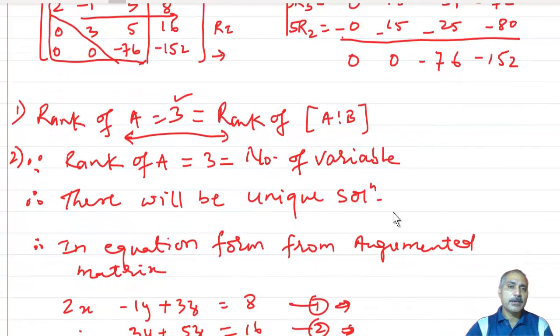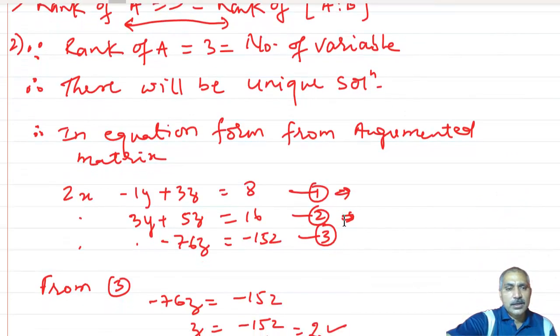When rank of both are same, then the second point which we have to check is whether the rank of A is equal to the number of variables or not. If it is equal to the number of variables, that means there will be a unique solution. If that is not equal to the number of variables, then there will be infinite solutions. That part we will be doing in the next class. Now here the rank of A is equal to the number of variables, that means there will be a unique solution. Unique solution means there will be one common solution.